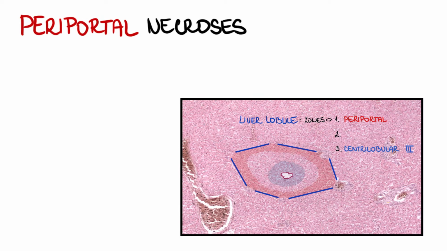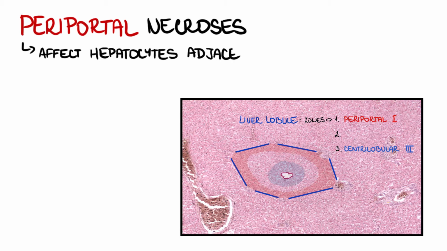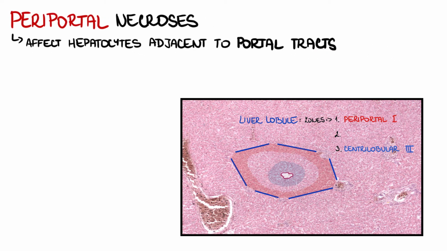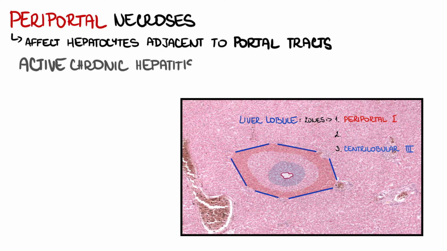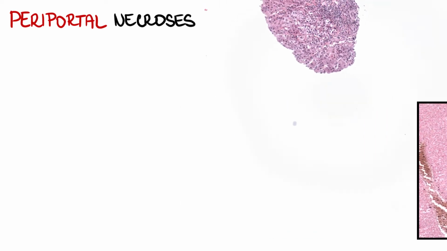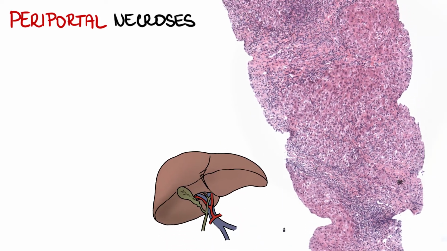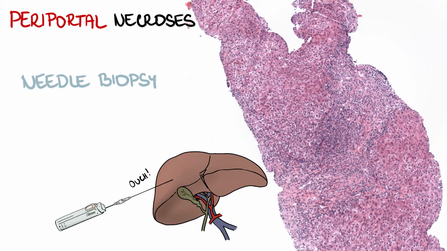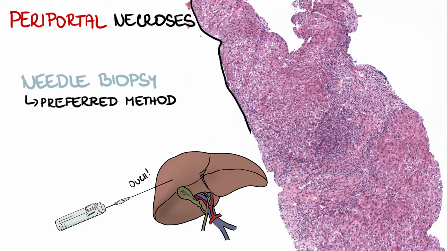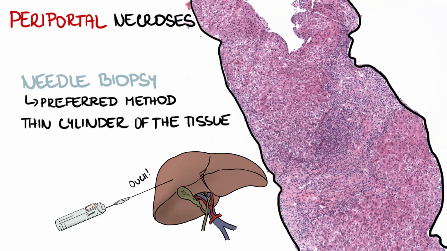Periportal necroses affect hepatocytes adjacent to portal tracts. They occur in active chronic hepatitis or disorders of the biliary tree. Here we have a piece of liver tissue obtained by a needle biopsy. It's a preferred method by which liver specimens are taken. Therefore, we can appreciate only a thin cylinder of the tissue.